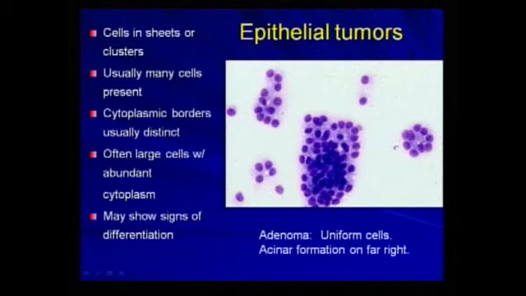And this one, we have rafts, we have a large cluster, and here you can actually see an acinus as the cells come off. And you get the feeling here you might have another acinus. So a lot of times when the cells exfoliate well, you can get an inkling of the architecture of this neoplasm.